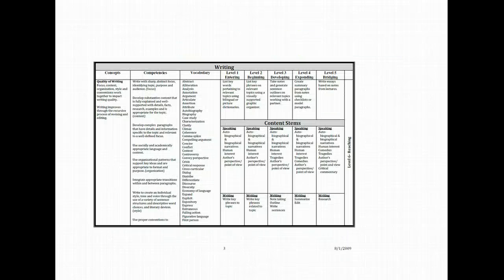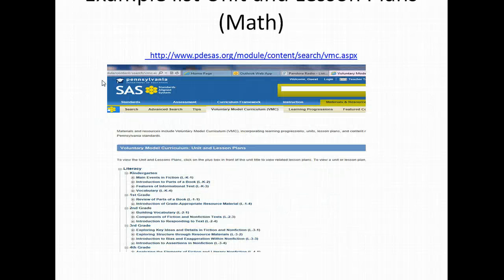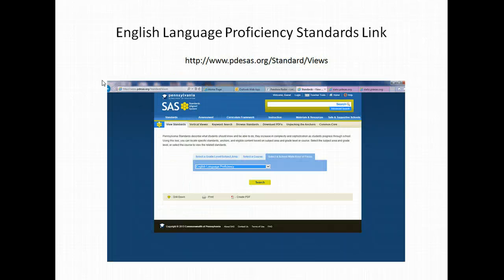Here in the domain of writing, we can see the same thing. The competencies, concepts, and vocabulary, especially the vocabulary here associated with academic discourse in your content area. You see that we have levels 1 through 5 again, and a speaking and writing correspondence. This is the site for math, and you can also get competencies and overlays for the English language learners in mathematics on the PDE SAS website.